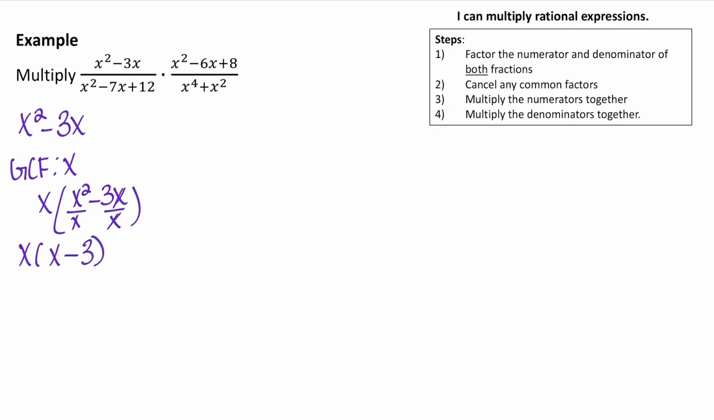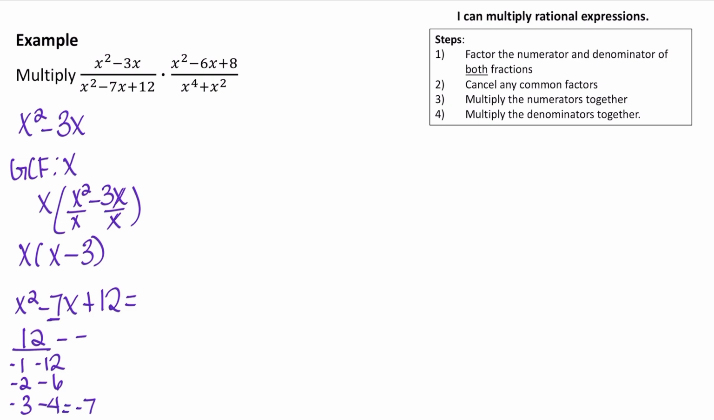And now let's factor x squared minus 7x plus 12. So we need two factors of 12 that are going to add up to negative 7. Since 12 is positive, both my factors are going to have the same sign. Since 7 is negative, that sign is going to be negative on both. So we have negative 1, negative 12, negative 2, negative 6, and negative 3, negative 4. Notice that negative 3, negative 4 is the correct combination. So we have x minus 3 times x minus 4.